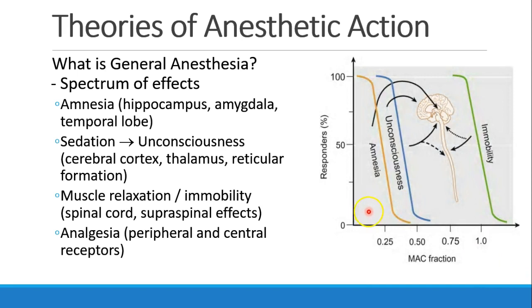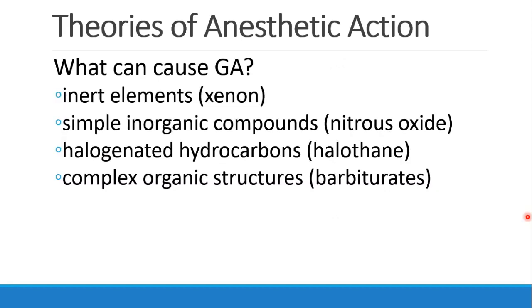This graph shows that as we give more anesthesia, we see an increased number of patients becoming amnestic, and then at higher concentrations becoming unconscious, and then at much higher concentrations, everyone eventually becomes immobile as well. What's interesting is that these effects can be achieved with a vast array of different compounds. Things as simple as an inert element like xenon, or an inorganic compound like nitrous oxide, hydrocarbons like halothane, or even complex organic structures like barbiturates can all achieve what we call general anesthesia.